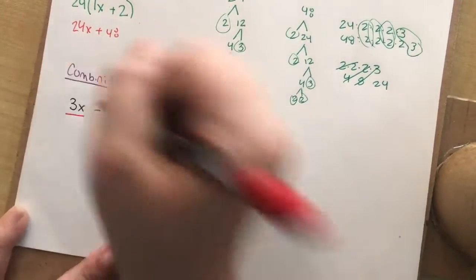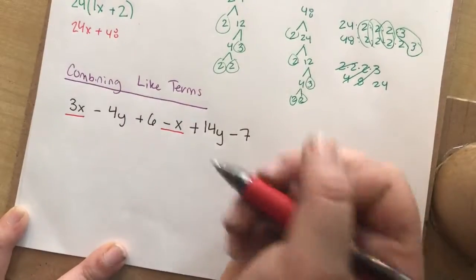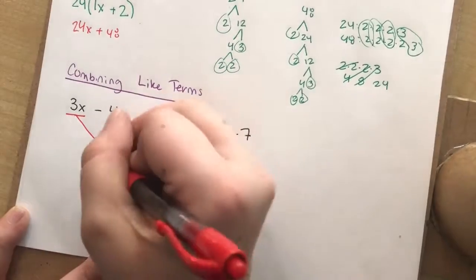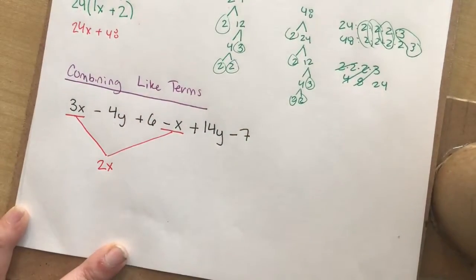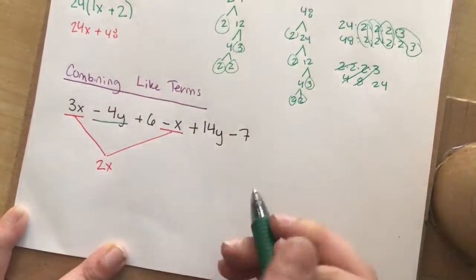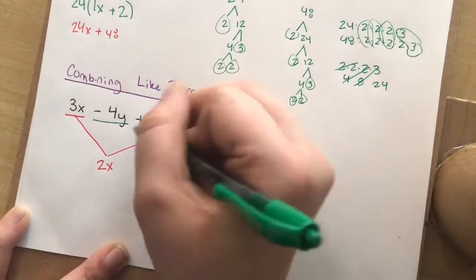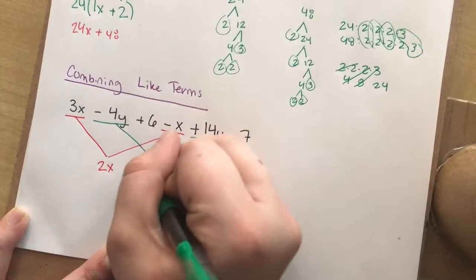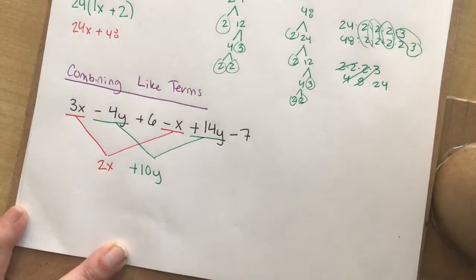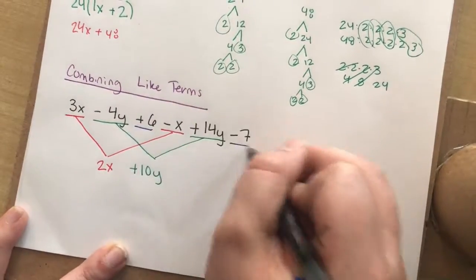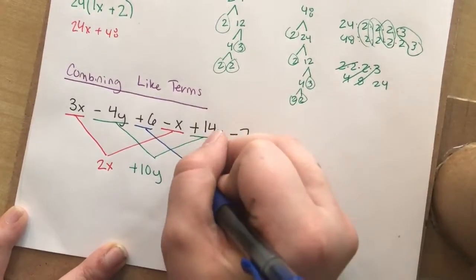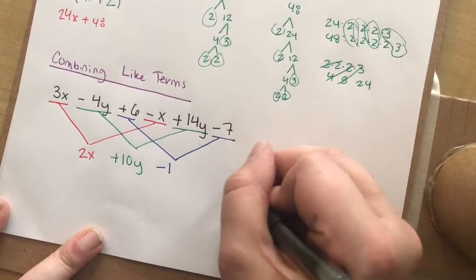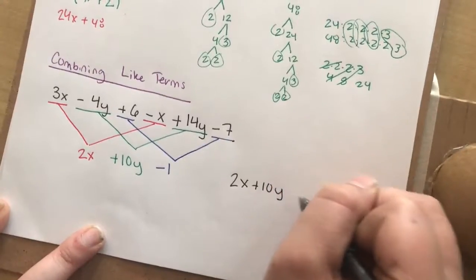So 3x minus x, if I have 3 x's and I take away an x, I have 2x left. Okay, now here I have negative 4y and I have plus 14y. So together, that's positive 10y. And then I have a positive 6 and a negative 7. So that should be minus 1. So my simplified expression is 2x plus 10y minus 1.